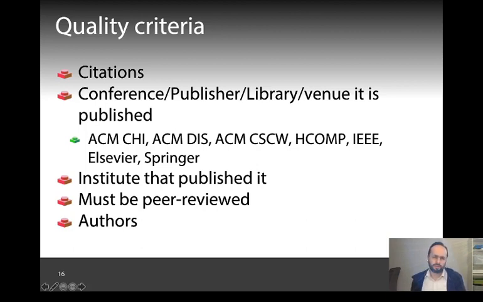So the citations is one criteria that you would need to look at. The second criteria is the venue that this paper has been published. So there are certain conferences that have a high reputation, also certain publishers or libraries that publish that content that have a certain reputation. So here I list a few when it comes to human-computer interaction, which is also the topic of my research.